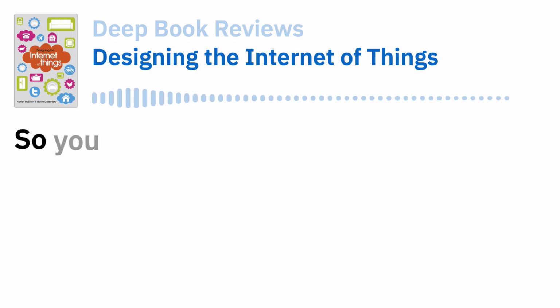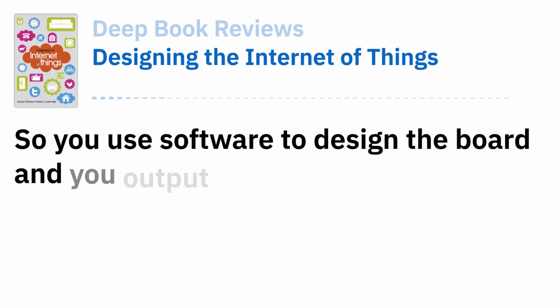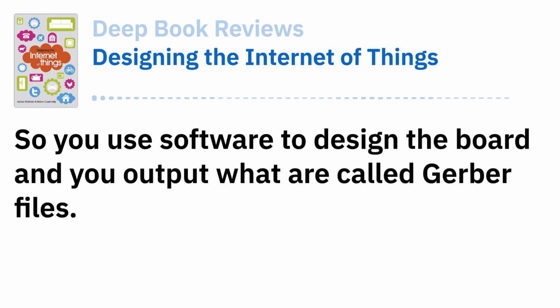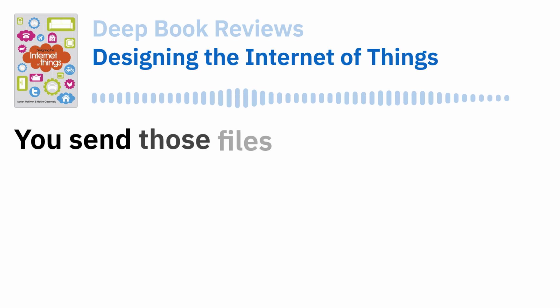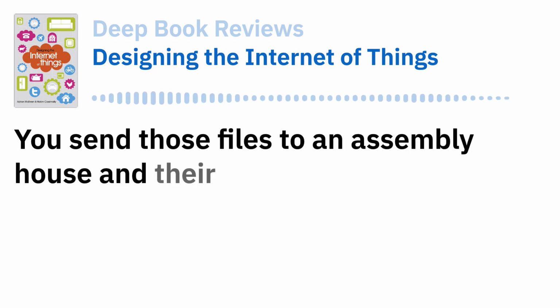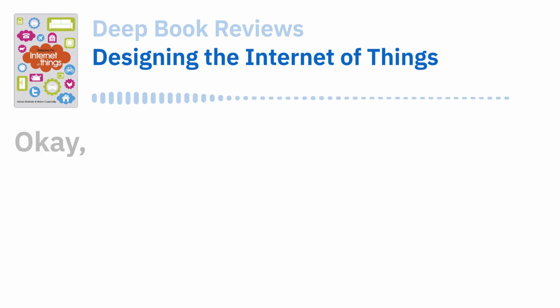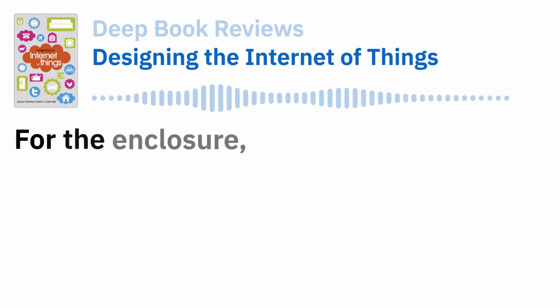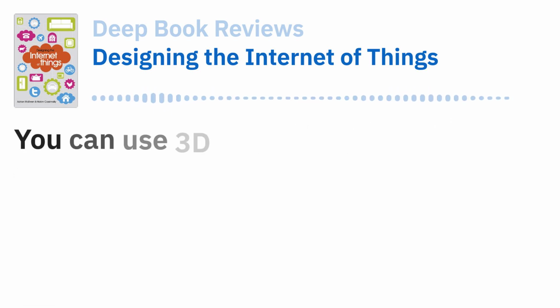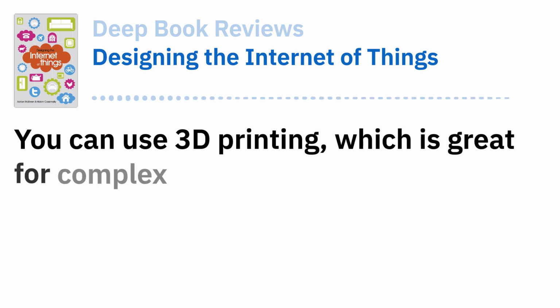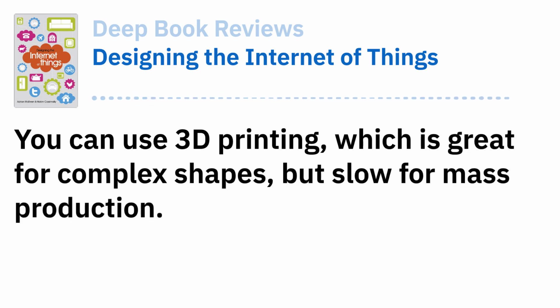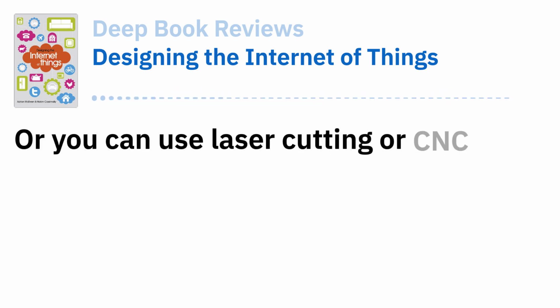Exactly. So you use software to design the board, and you output what are called Gerber files. Gerber files? Yeah. You send those files to an assembly house, and their machines read them to know exactly where to put the copper and drill the holes. Okay, so that handles the electronics. But what about the physical case? For the enclosure, you have a few options. You can use 3D printing, which is great for complex shapes, but slow for mass production. Or you can use laser cutting or CNC milling.